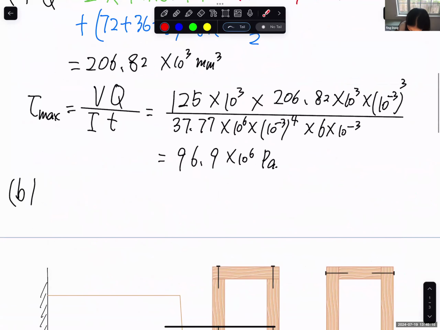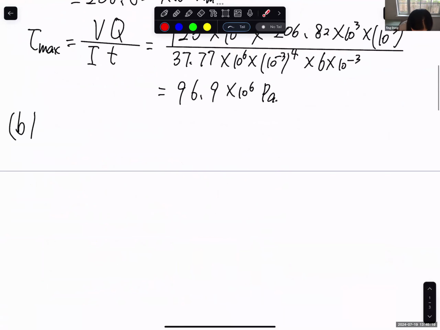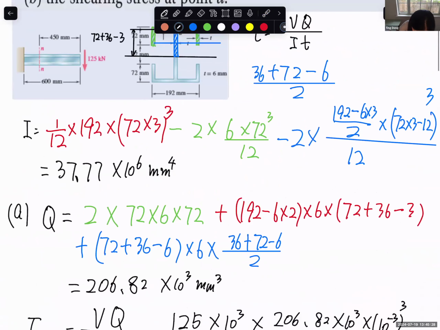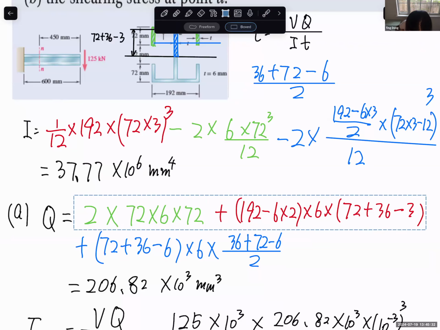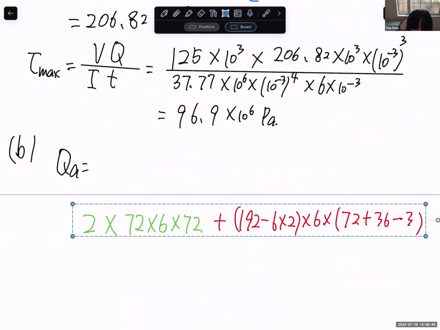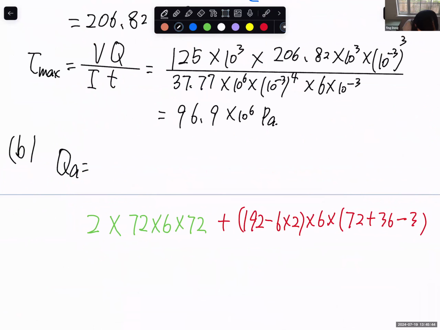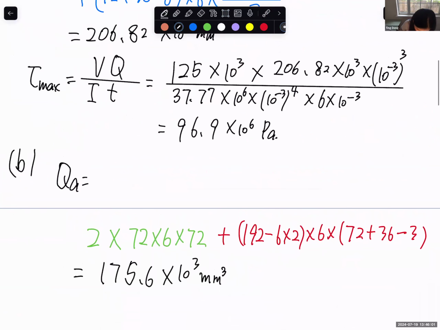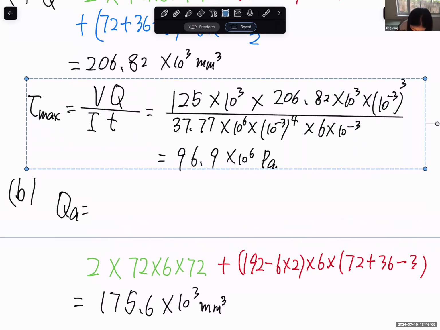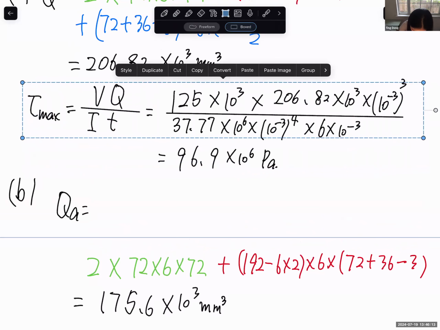So for calculating QA, we only need the green area and the red area, so we can use the thing we already calculated in the first step. And this one is equal to 175 times 0.6, 10 to the 3 millimeter. And for the shear stress, the only thing changed is the Q. So to save some time, copy.